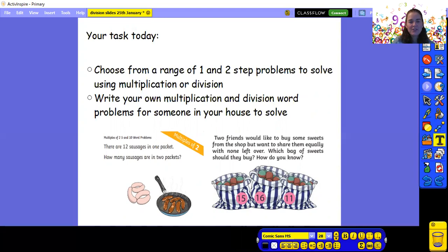There's a couple of examples down here, which I quite like. There are 12 sausages in 1 packet. How many sausages in 2 packets? And then this one, 2 friends would like to buy some sweets from the shop, but want to share them equally with none left over. Which bag of sweets should they buy? How do you know? So you could write your own challenges for someone in your house.